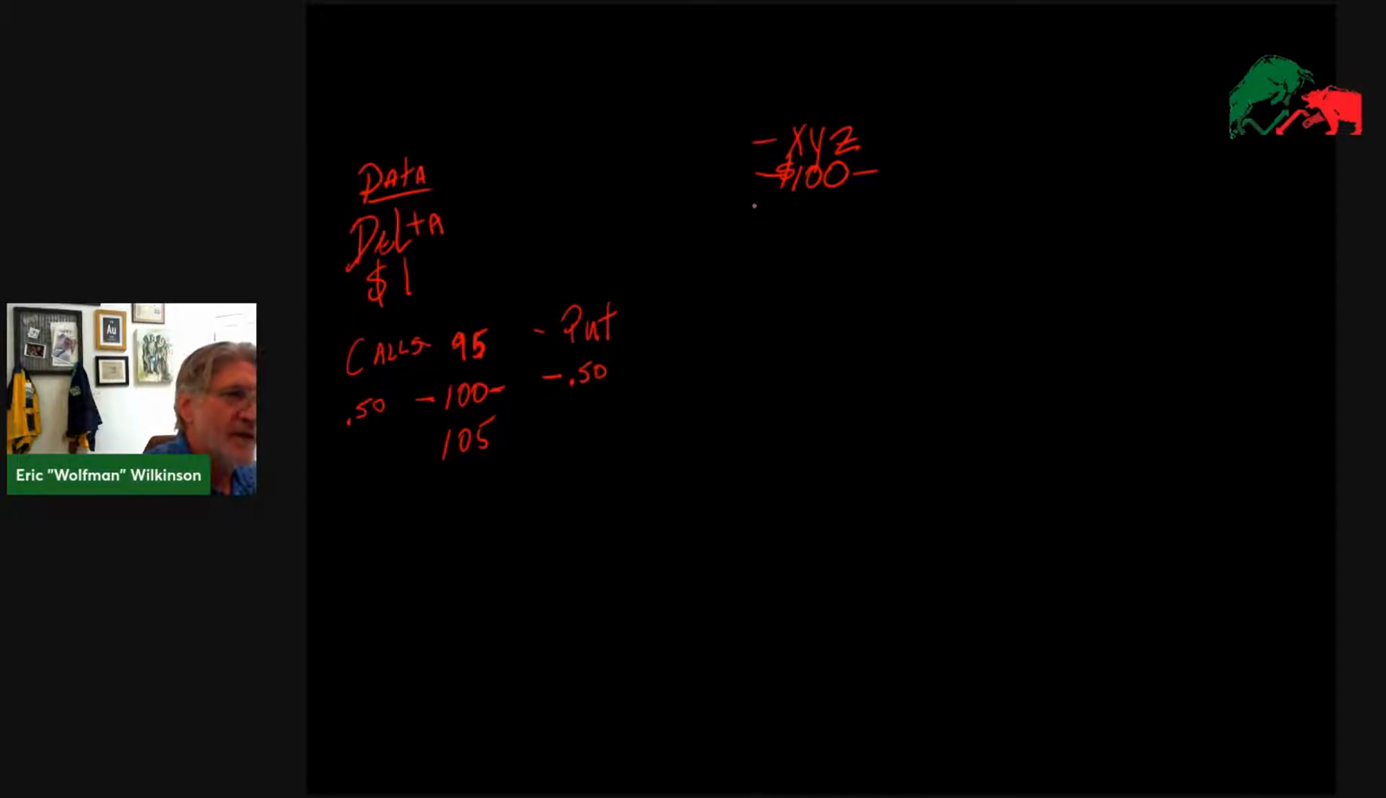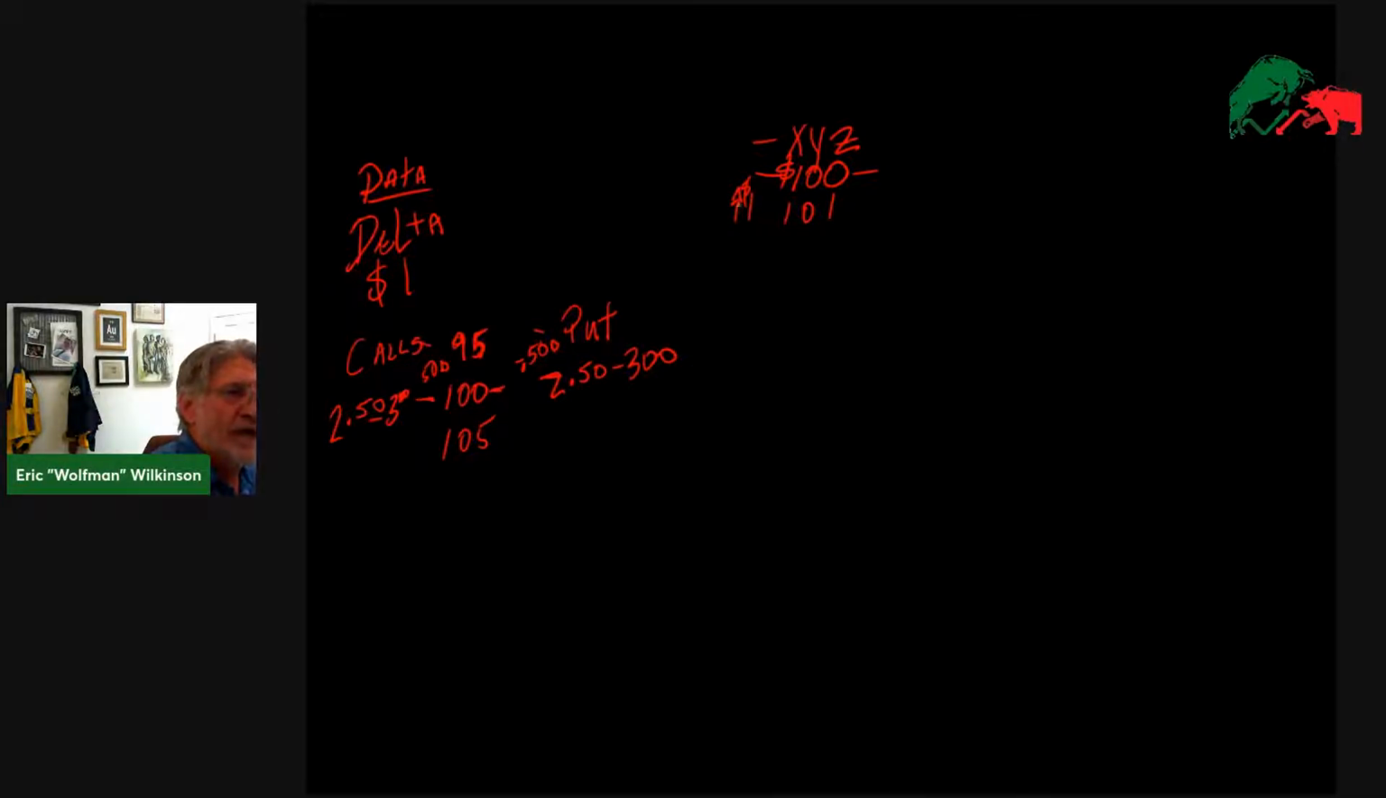So if XYZ moved up by $1, now we're at 101. Let's say these calls are basically, I'm going to just write over this, $2.50 at $3. The delta is still 50 over here. This one I'm going to say is just $2.50 at $3 also, just to make the math easy, because they're right there at the money. And this is still a negative 50 delta.